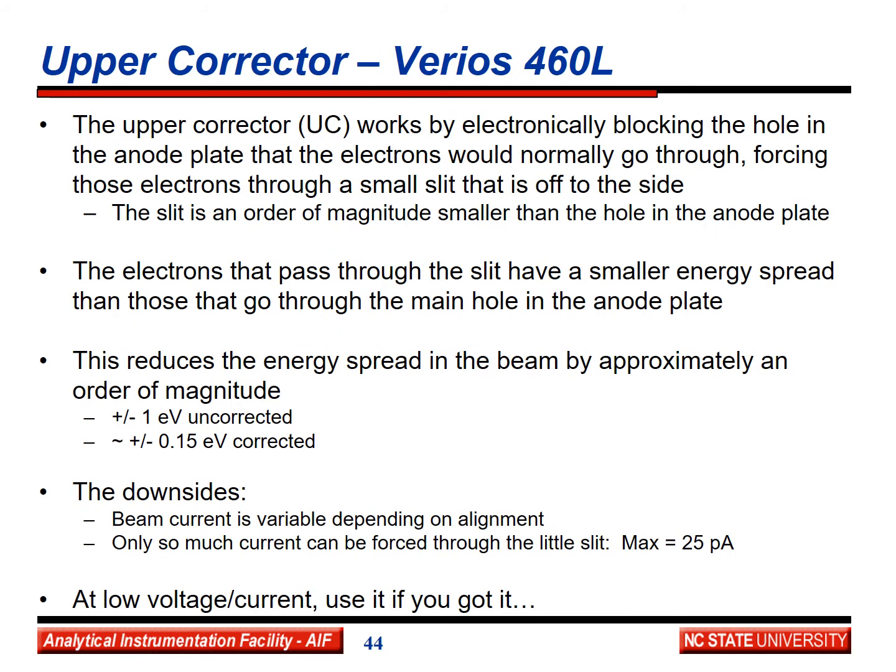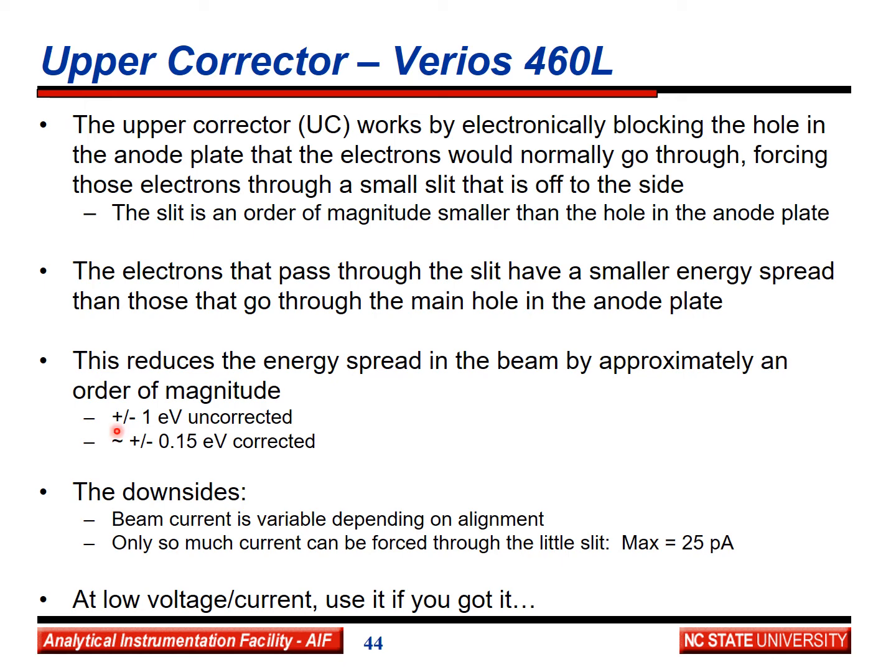The upper corrector works by electronically blocking the hole in the anode plate that electrons would normally go through, forcing those electrons through a small slit that is off to the side. The slit is an order of magnitude smaller than the hole in the anode plate. Only the electrons that pass through the slit can make it down the column, and those electrons should have a smaller energy spread than those that go through the main hole in the anode plate. This is going to reduce the energy spread in the beam by approximately an order of magnitude.